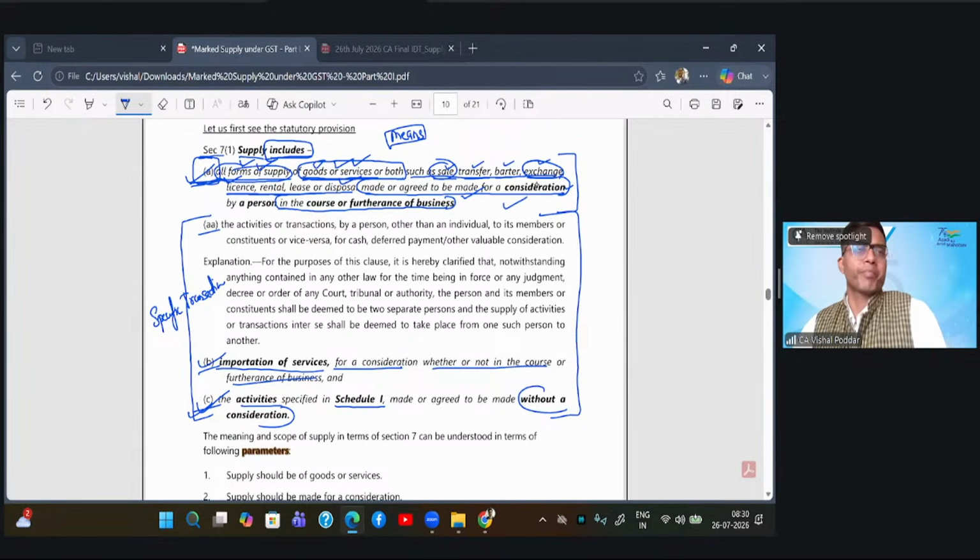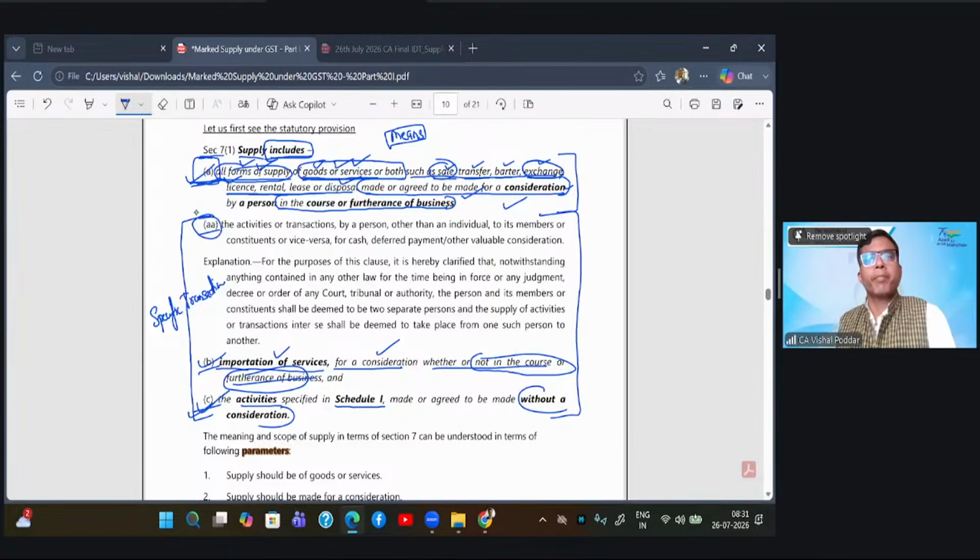It will fall in A because all the limbs of A are satisfied. But let us say I ask the same interior designer to do the interior designing for my house. Now, it is not in the course of my business because it is for my personal use, but still it is supply because it is satisfying all the limbs of this clause. So there is import of service. I am paying a fee. The only thing which is not satisfied is that I am not doing it for my business. I am doing it for my personal use. Still, it will be a supply.